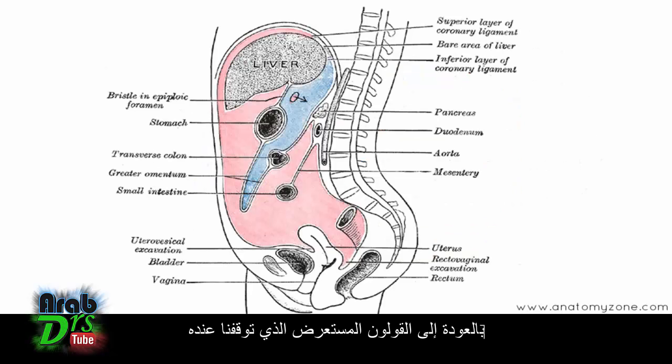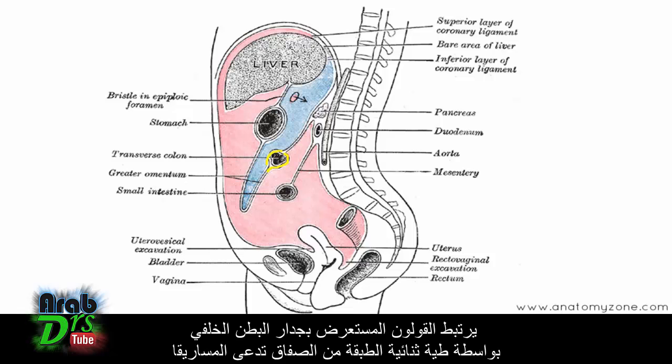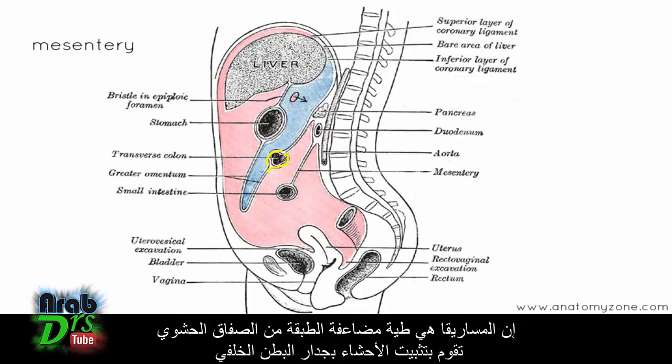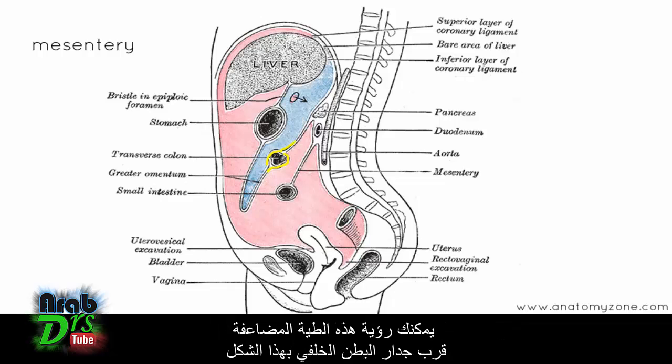So coming back to the transverse colon, which is where we left off, it's encapsulated by peritoneum. So the greater omentum splits and surrounds the transverse colon. And the transverse colon is tethered to the posterior abdominal wall by a double fold of peritoneum called a mesentery. So a mesentery is a double fold of visceral peritoneum which anchors a viscera to the posterior abdominal wall. So you can see this double fold extending towards the posterior abdominal wall like this.